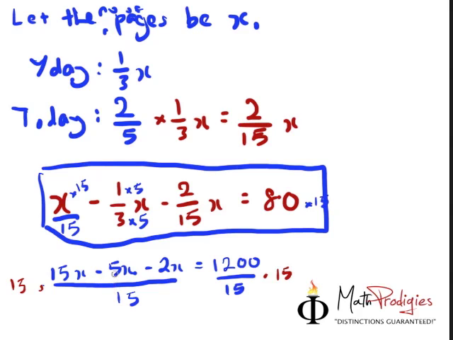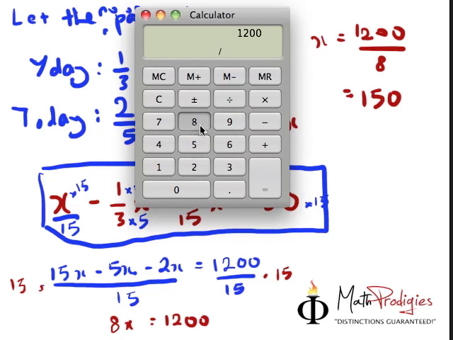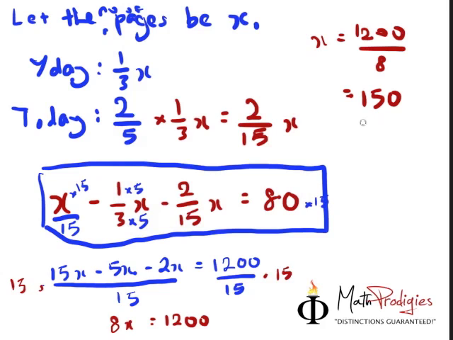15x minus 5x gives you 10x, and 10x minus 2x gives you 8x. 8x is going to give you 1,200. Therefore, x is equal to 1,200 divided by 8, and x equals 150. That is the answer. So the number of pages is 150.